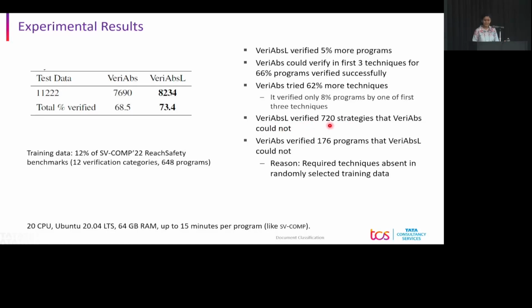So VeriAbs L verified 720 more programs than VeriAbs, that VeriAbs could not, and VeriAbs verified 176 programs that VeriAbs L could not. This is mainly because we selected the training data randomly, and the data points did not have the technique needed to verify those programs, and so it could not verify those programs. It was a completely random selection.